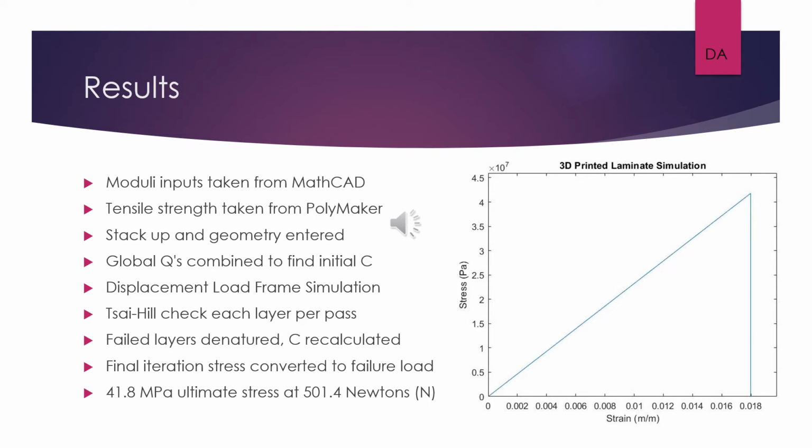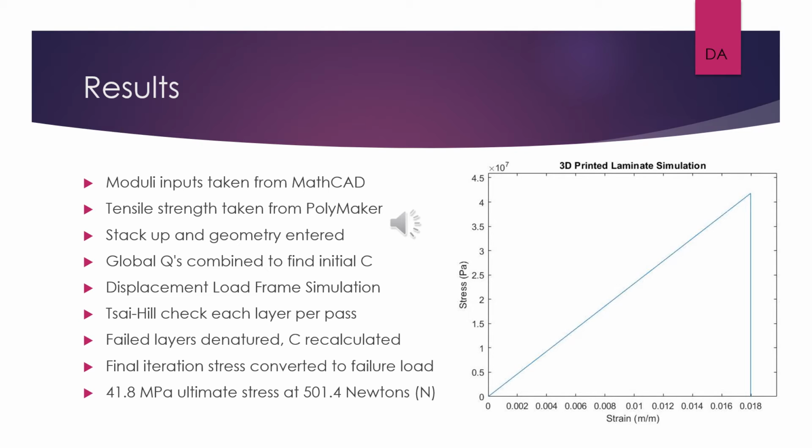So now that we have our effective moduli from that MathCAD sheet, we're going to take them and input them into a MATLAB code. The other inputs for this code will be the tensile strength, which is from Polymaker, the manufacturer of the filament, and can be found in their TDS. We'll also input the stack up of layer rasterization angles, so the angles that the 3D printed layers will be printed at, how many layers we're going to print, the thickness of the layers, and the width of our test section. Then the code will build a C stress tensor for the overall body and begin adding load to it.